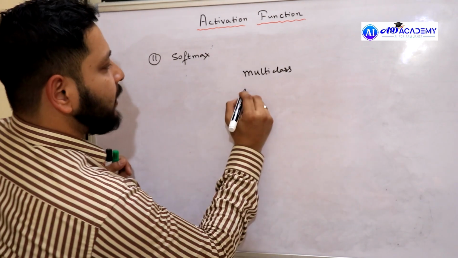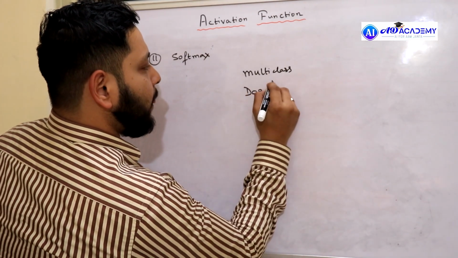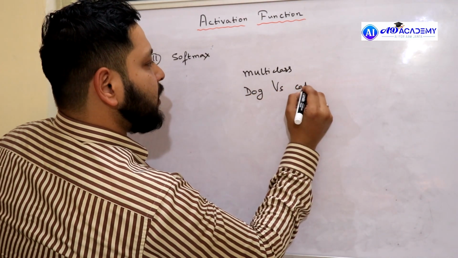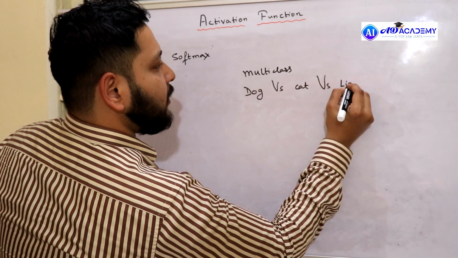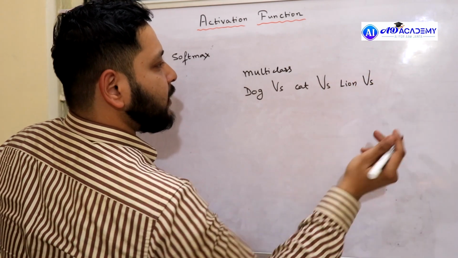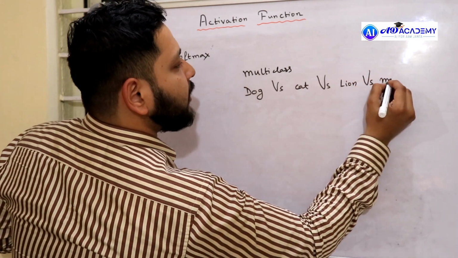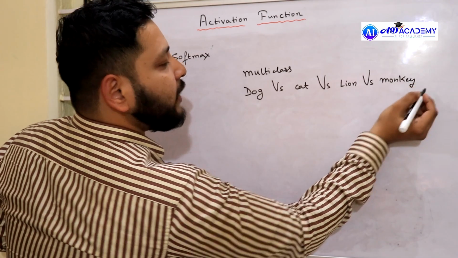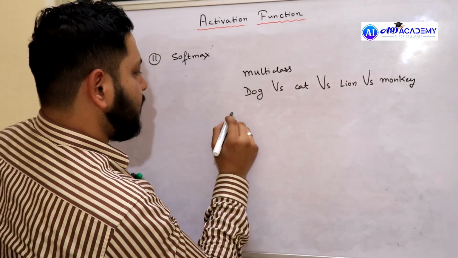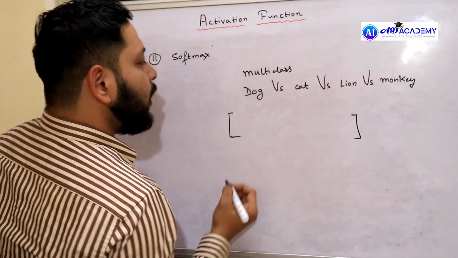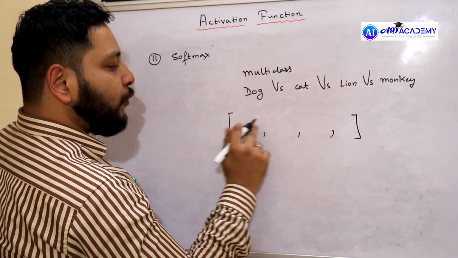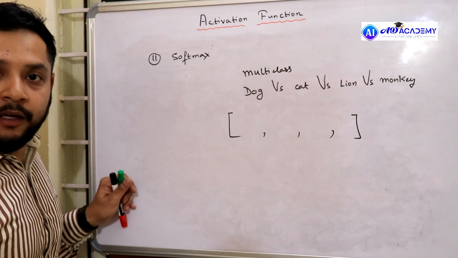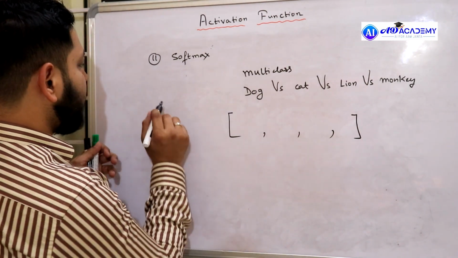Say we are doing a classification of dog versus cat versus lion versus say monkey. So we are doing a 4-class classification, where we will be getting 4 different values of the probability. And how are we getting these values of the probability?